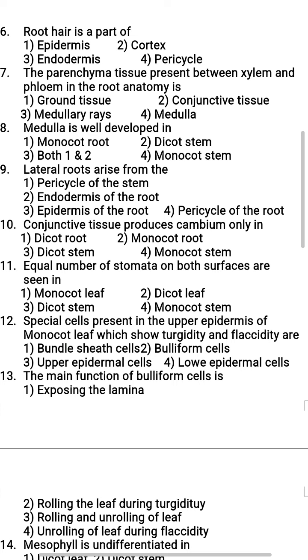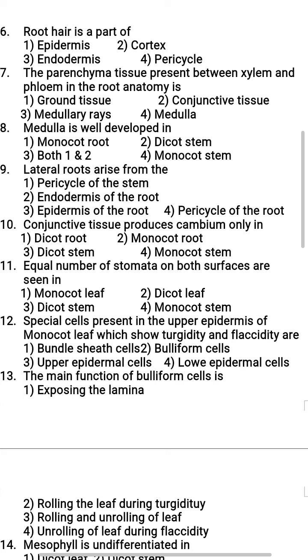Is it clear? So as we learn, epidermis is the outermost layer and many of the epidermal cells protrude in the form of unicellular root hairs, and the lateral branches also arise from the epidermal cells only. Got it? Then next move to another question.